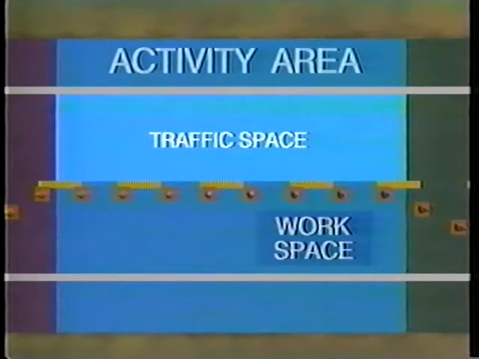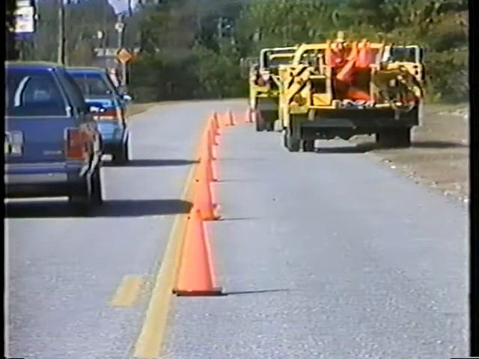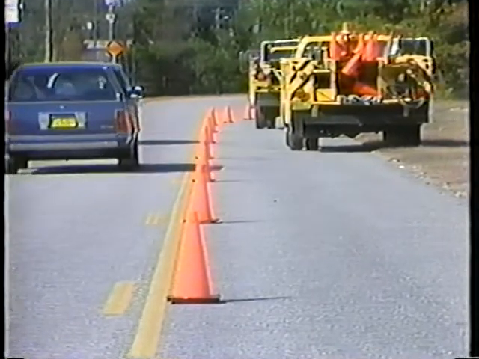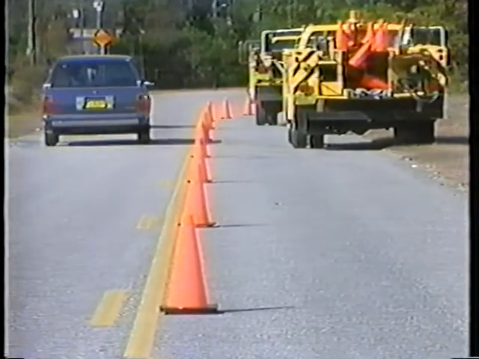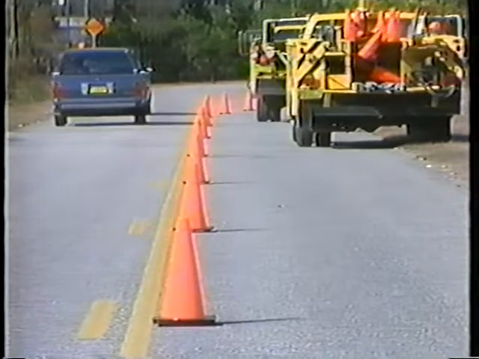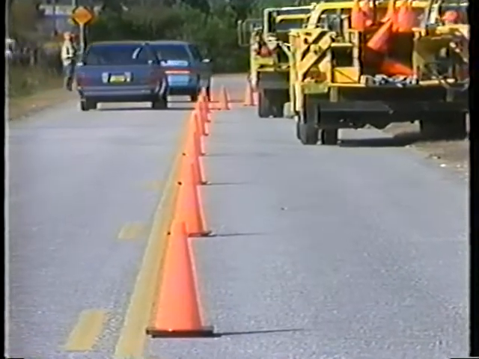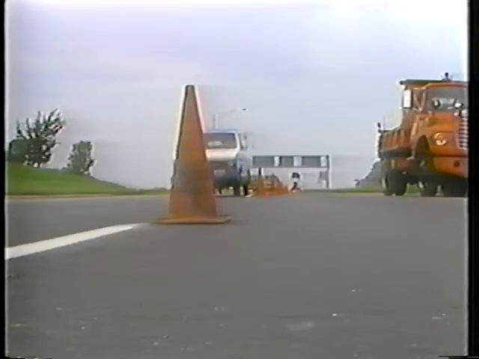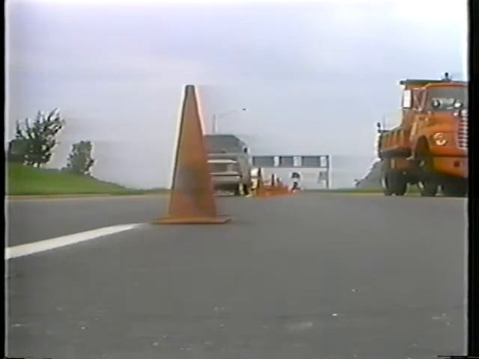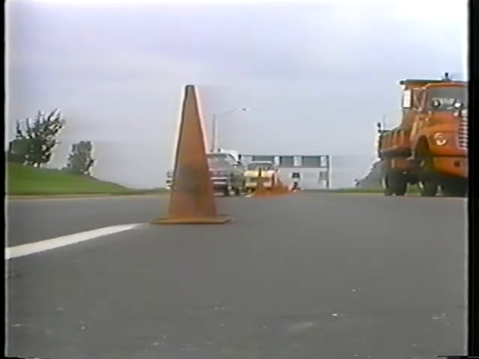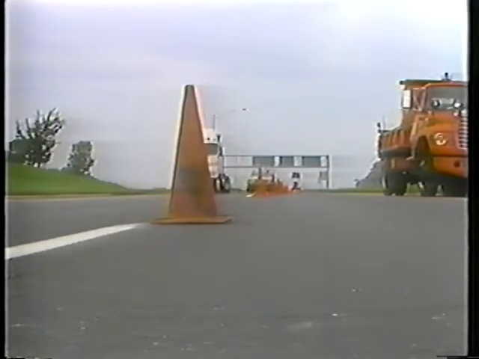The traffic space is the portion of the roadway in which traffic is routed through the activity area. Channelizing devices are used to separate the traffic space from the work activity at a spacing no greater than twice the posted speed limit. Every feasible effort should be made to minimize traffic conflicts with the work area. These are suggestions.